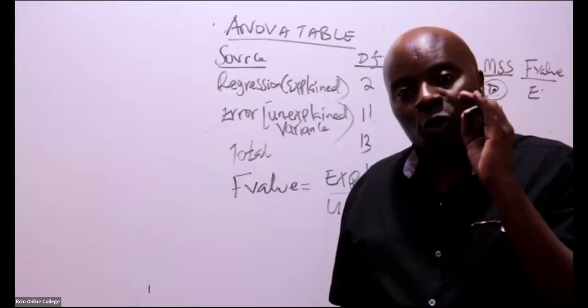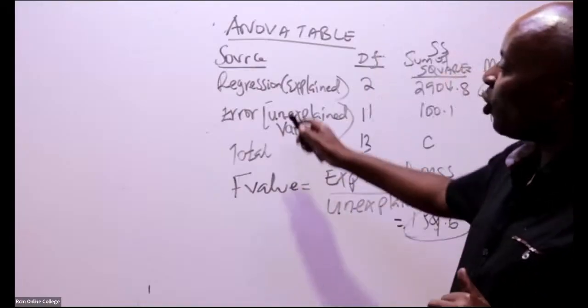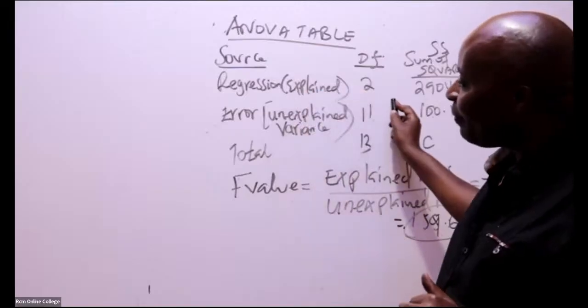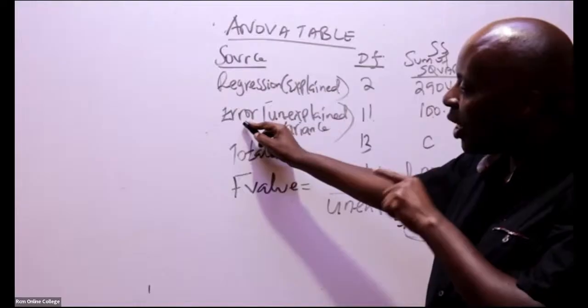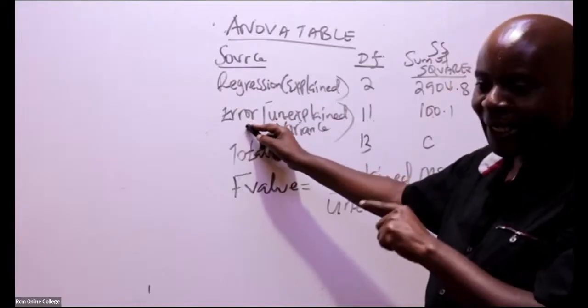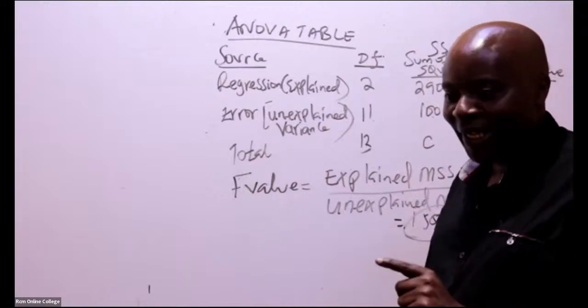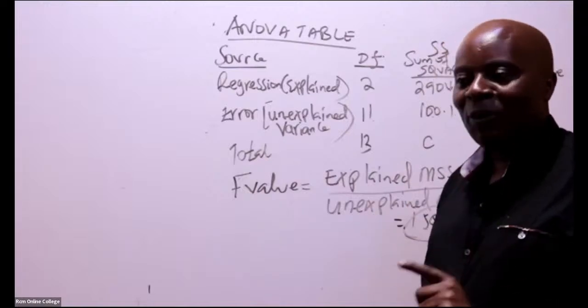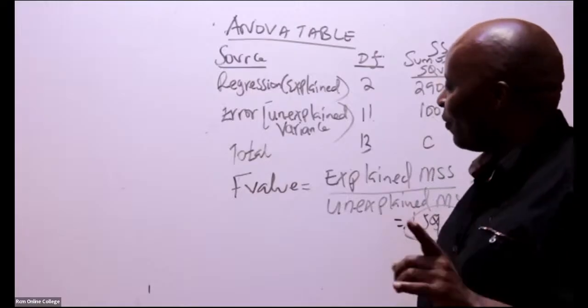So we have two types of variances in regression analysis: explained variance and unexplained variance. The unexplained variance is our error term, what you're not able to explain. That will be very, very important.